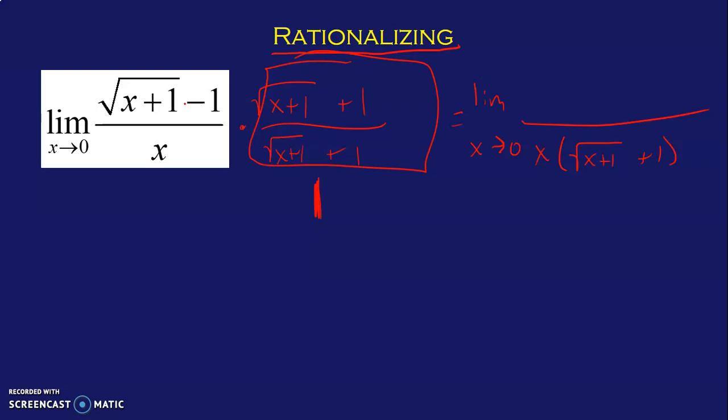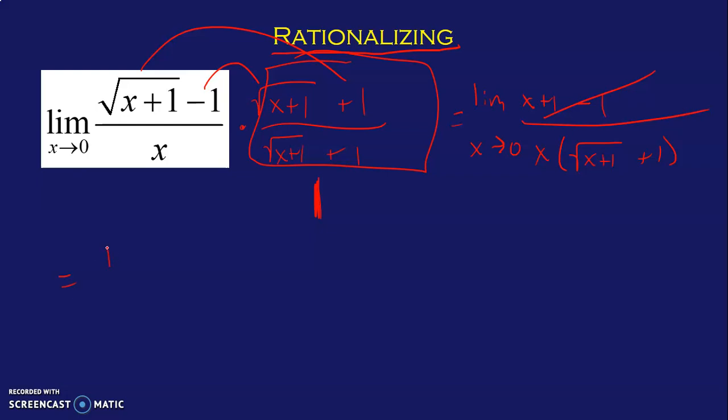And on the top, I'm going to have square root of x plus 1 times square root of x plus 1, which is x plus 1. The two middle terms are going to cancel: a negative root x plus 1 and a positive root x plus 1 cancel. And then negative 1 times positive 1 is negative 1. Now on the top, I have x plus 1 minus 1, so I can get rid of those.